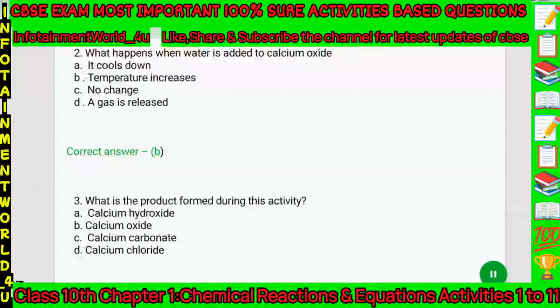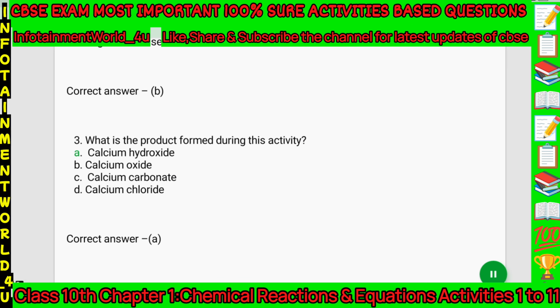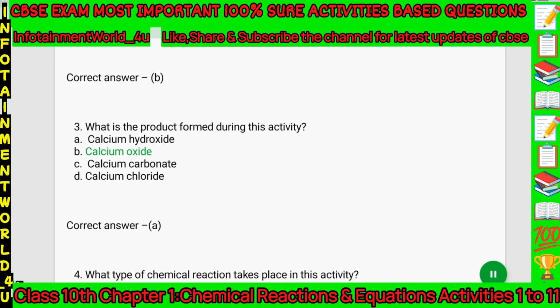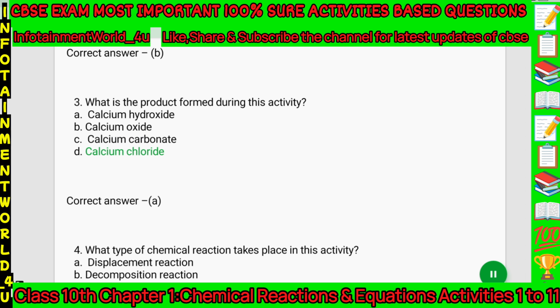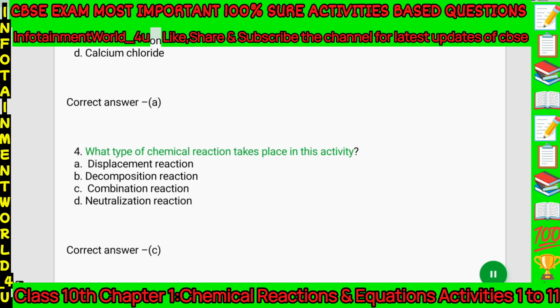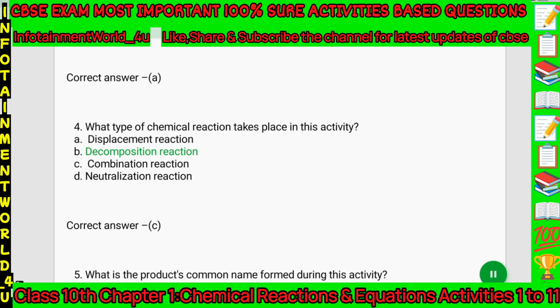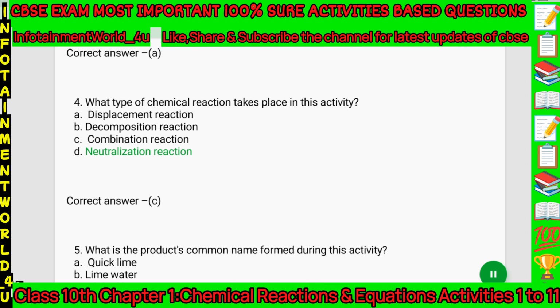Correct answer B. 3. What is the product formed during this activity? A. Calcium hydroxide. B. Calcium oxide. C. Calcium carbonate. D. Calcium chloride. Correct answer A. 4. What type of chemical reaction takes place in this activity? A. Displacement reaction. B. Decomposition reaction. C. Combination reaction. D. Neutralization reaction.